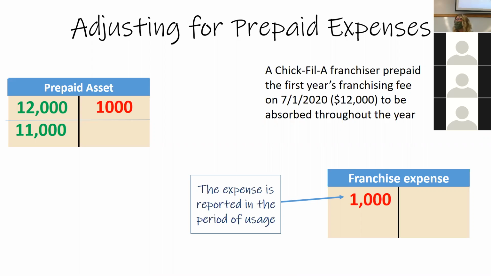Remote attendees, any questions about that? We did talk about adjusting entries at the very beginning of the semester. So now we're just looking at it in the context of the cycle.